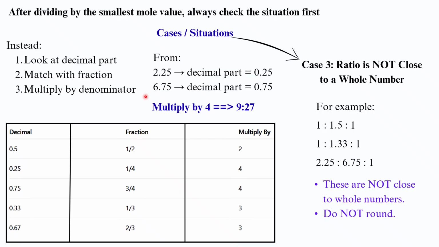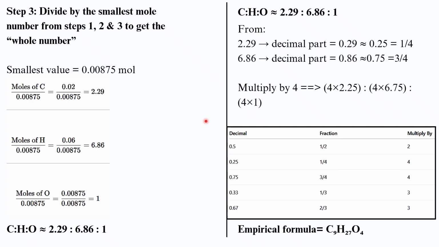In that case, you will look for the decimal part, directly check with the table, whatever is the fraction, from that fraction you will choose the denominator and multiply those two numbers by the denominator, and you will end up with a whole number. Then you can use this whole number in order to write your empirical formula. Now let us solve our question.